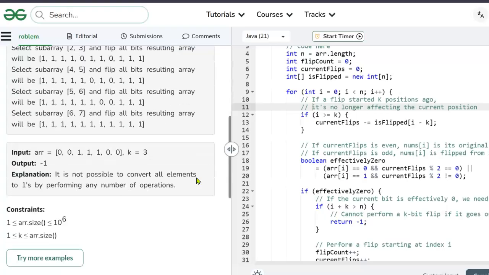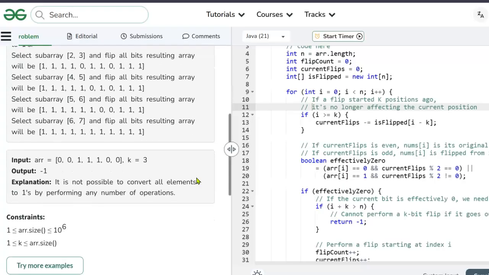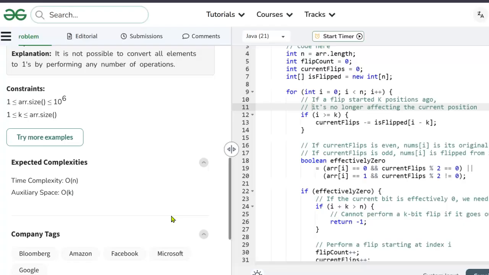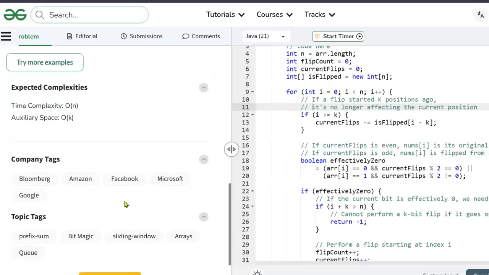All right. Before we look at the examples, let's go down here. Okay, array size between 1 and 10 to the 6th, 1 million. K between 1 and the array size. Time complexity, O of n. Auxiliary space, O of k. Gotta think about that. Do we really need, well, okay.